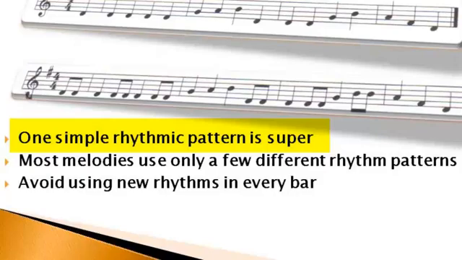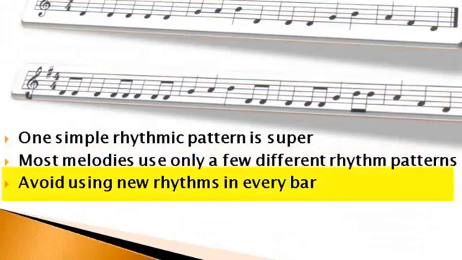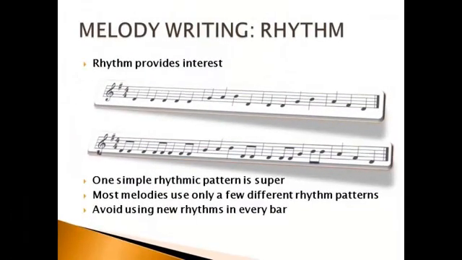Take one simple rhythmic pattern and reuse it. In this case, we have ta, ti, ti, ta, ti, ti, that kind of thing, ta, ti, tis. Most melodies only use very few different patterns. If you add too many different patterns rhythmically, it gets too fragmented and it doesn't sound like it's together at all. So you don't want to use a lot of new rhythms.